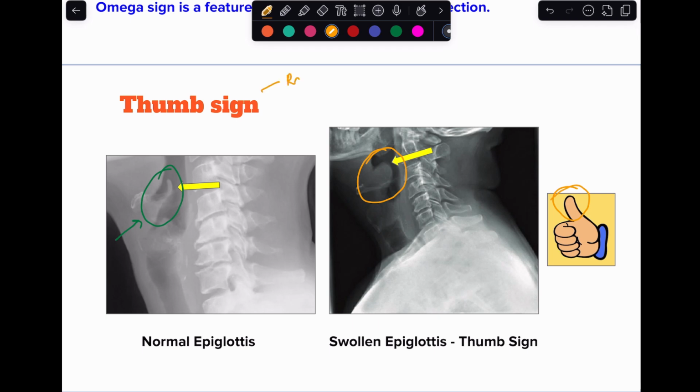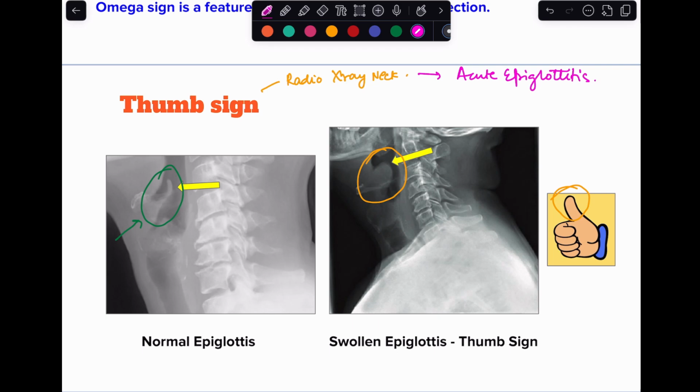So thumb sign is a radiological sign that we see in an X-ray of the neck, where we see an enlarged swollen epiglottis looking like a thumb-shaped shadow. And this is what we see in a case of acute epiglottitis. So thumb sign is seen in acute epiglottitis.